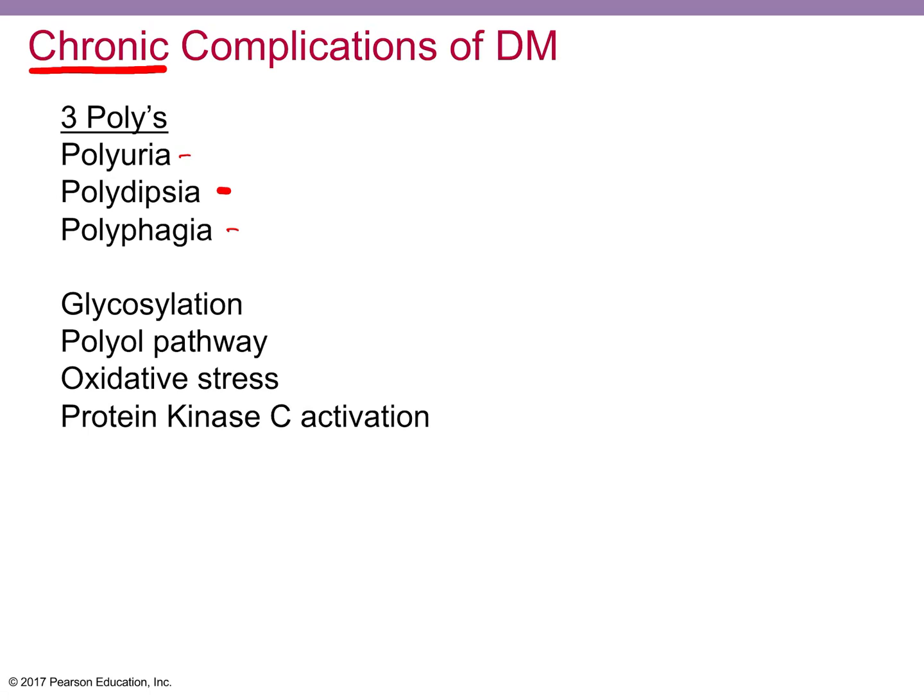And then polyphagia is that you're always hungry because of that low insulin level. Your body thinks it's starving. So if your body's cells cannot take up the glucose, your body is going to act like it's starving, and one of those things is to trigger hunger. Okay, so polyuria, polydipsia, and polyphagia, the 3 Ps, or the 3 polys.